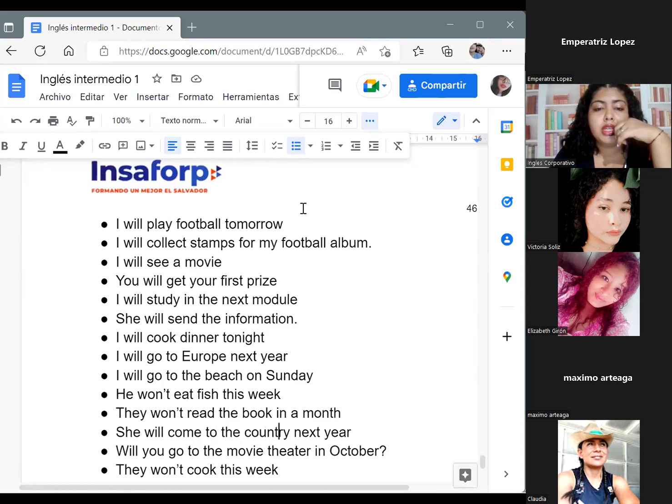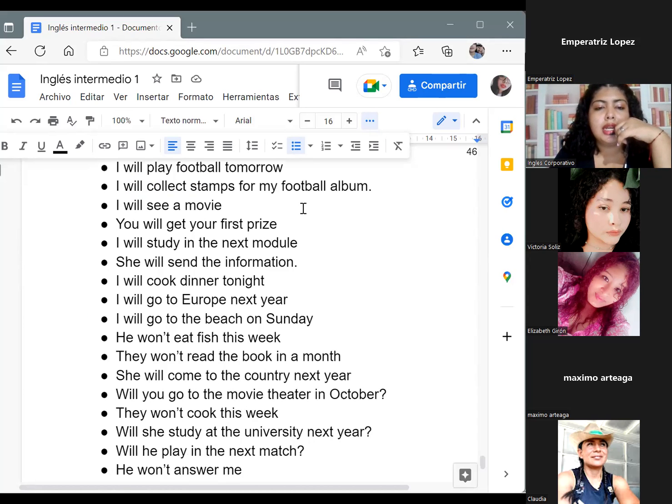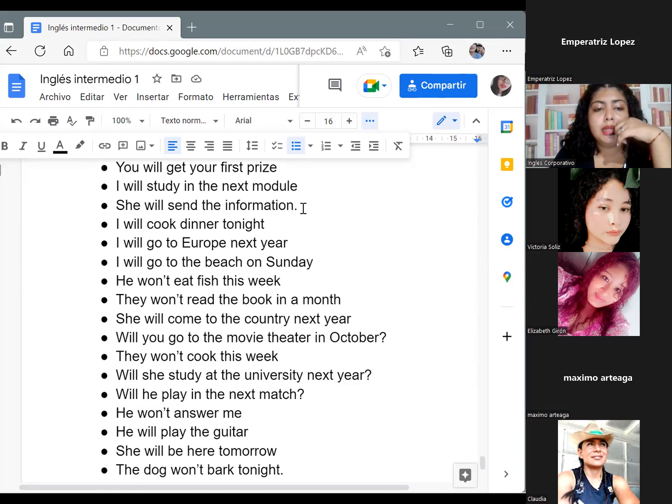Would you go to the movie theater in October? They won't cook this week. Will she study at the university next year? Will he play in the next match? He won't answer me. He will play the guitar.